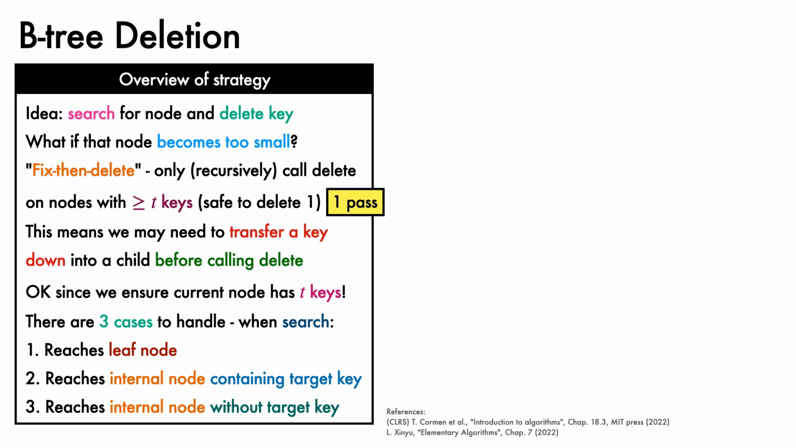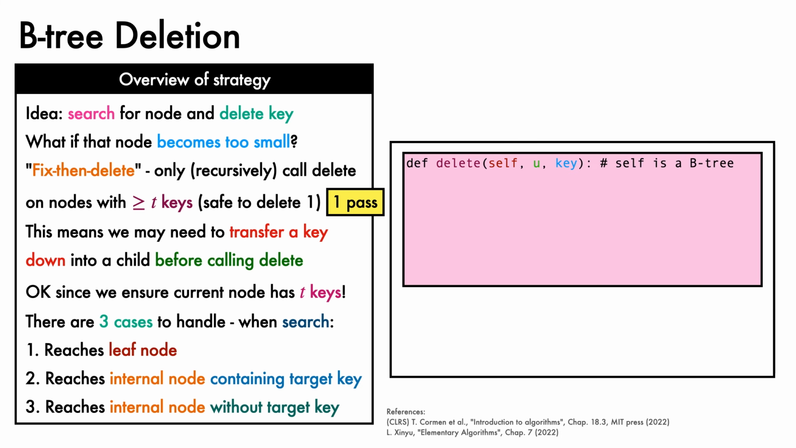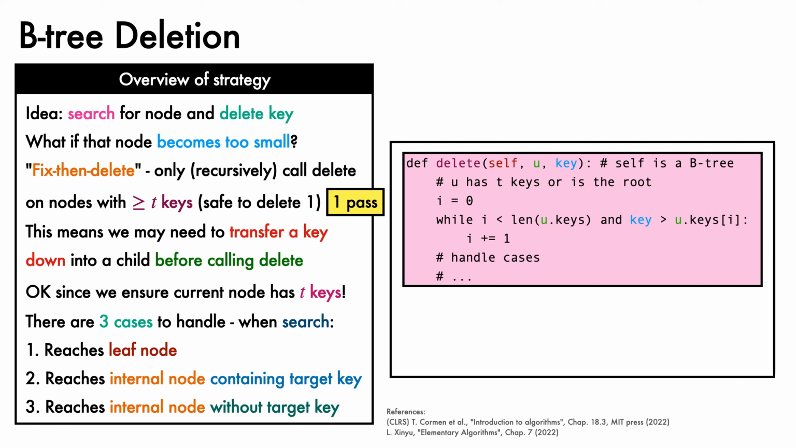We'll now look at the first few lines of a delete function, which we'll break down into parts because it's quite long. This takes in an instance of a B-tree, a node u that forms the root of the deletion search, and the key to be deleted. The assumption here is that u either has at least t keys or is the root. Our first step, as with previous functions, is to perform a linear scan to find the position of the key to be deleted amongst the current node's keys.